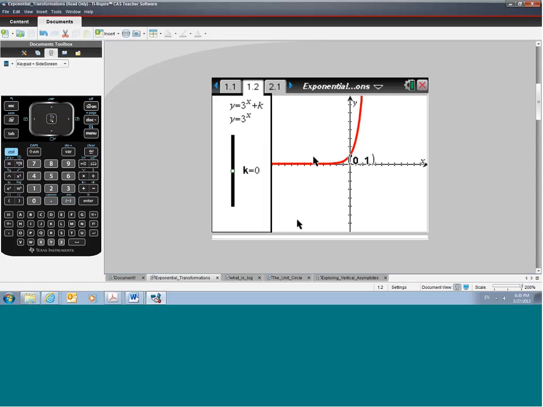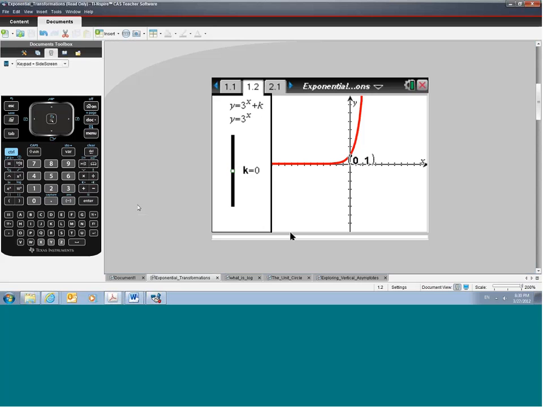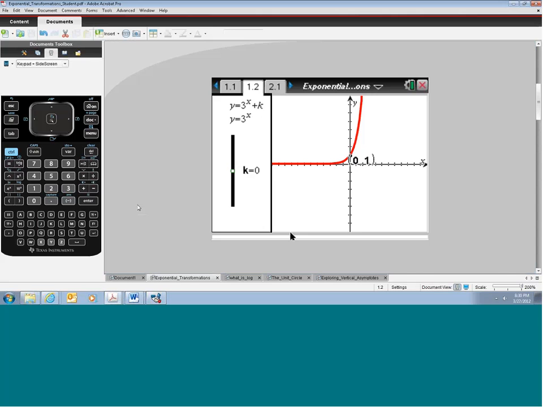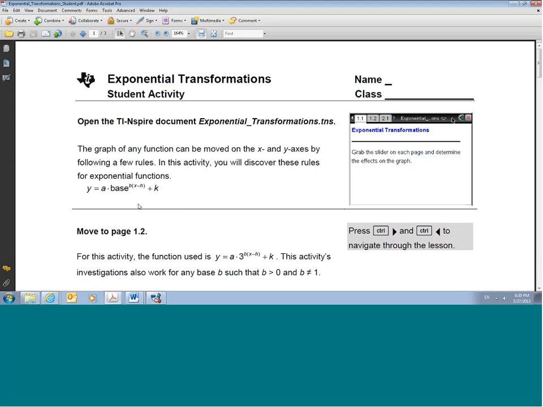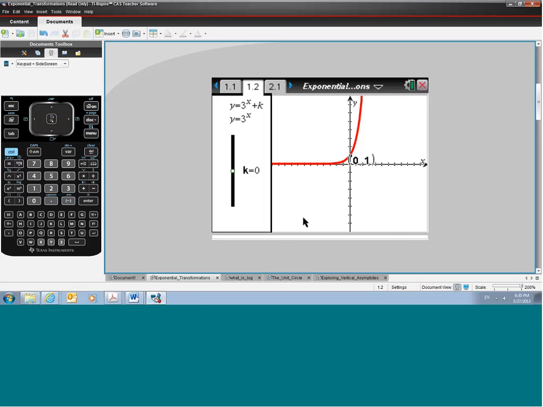So in this particular activity, we've got again, a student document. Let me see if I can find where that one is. Exponential transformation student document. Looks like we have a little bit of lag here. Maybe I shouldn't be changing back and forth too much. This is a student document. It says move here, do this, slide stuff, look at questions, answer this question. So let's go through that.